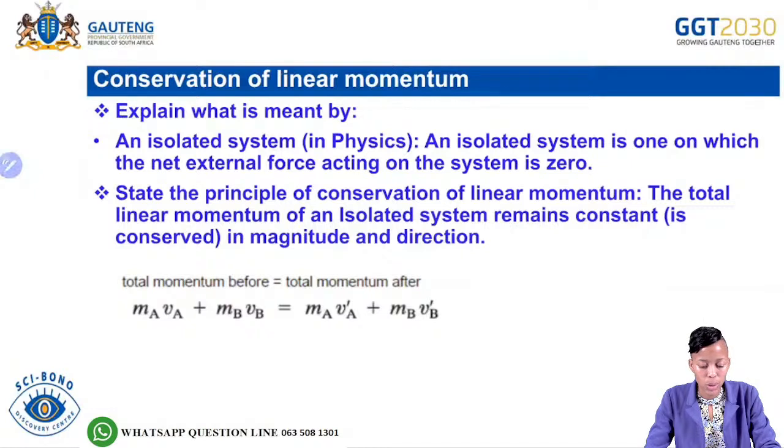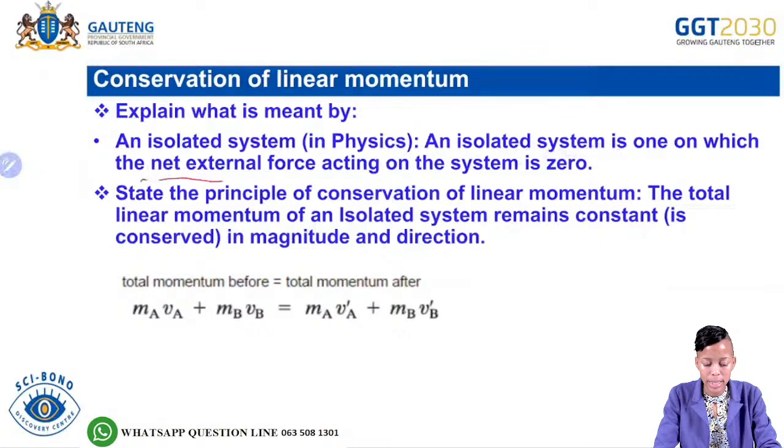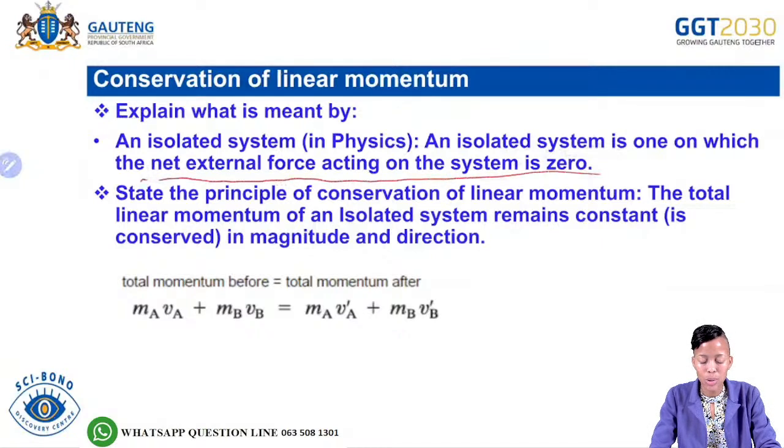Then we spoke about the conservation of linear momentum. So you need to explain what is meant by an isolated system in physics. And then it says an isolated system is one on which the net external force acting on the system is what? Is zero.